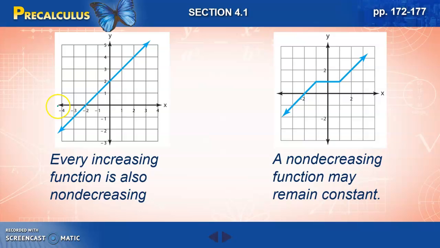All right, taking a look at these functions, every increasing function is also non-decreasing. Every increasing function can also be described as non-decreasing. A non-decreasing function may not necessarily be called increasing. Because of this little constant part, it can't be described as increasing. It can only be described as non-decreasing because it has this part that may remain constant. So this function on our left is both: it's increasing and non-decreasing. This one is non-decreasing only. It can't be described as increasing because it has this flat plateau, this constant part.